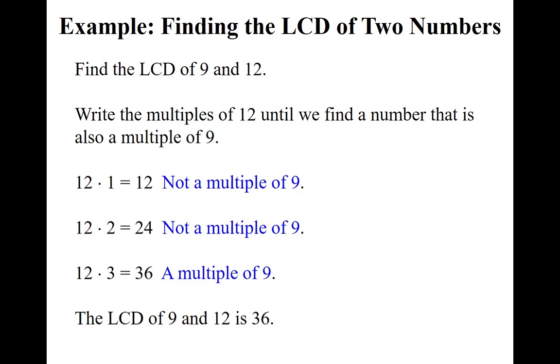So this is just brute force. We list out the multiples of the larger number until we come across one that's also a multiple of the smaller number. This could take a while in certain situations. It's not the ideal method for larger numbers. It's also not the ideal method for many numbers.